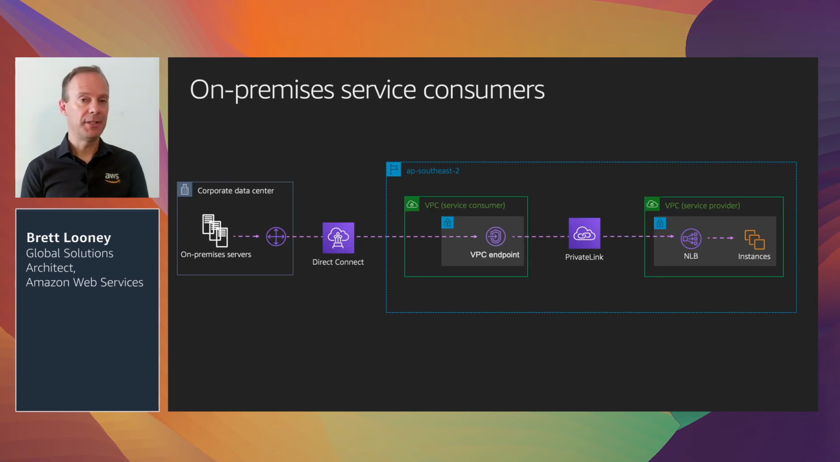It turns out that VPC endpoints are reachable from on-premises, either via Direct Connect or via VPN. So what this means is that your on-premises servers can reach through Direct Connect to the VPC endpoint and then onwards into the service provider VPC. So it really is a great hybrid solution.